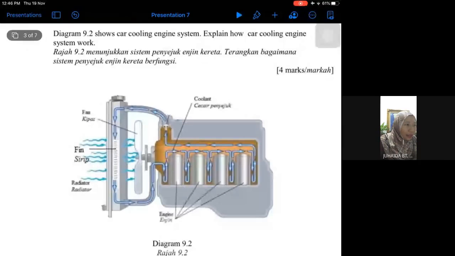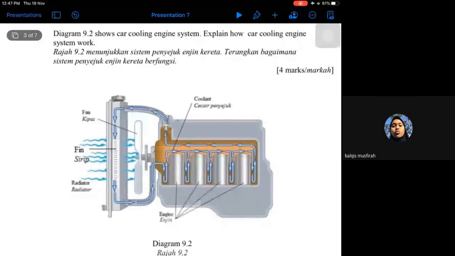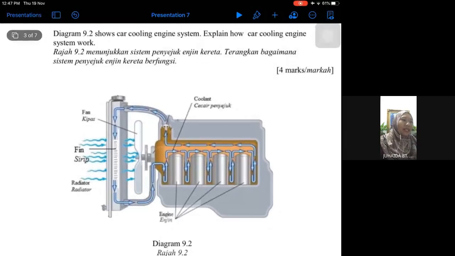Ni radiator ni. Ini cooling agent, cooling system of the car engine ya. Okay, macam mana? So dekat dalam sewaktu pembakaran enjin, apa yang terhasil? Sewaktu pembakaran enjin, nama pun pembakaran. So apa yang terhasil? Heat. Betul? Pembakaran, so heat akan terhasil. Dekat mana heat terhasil?